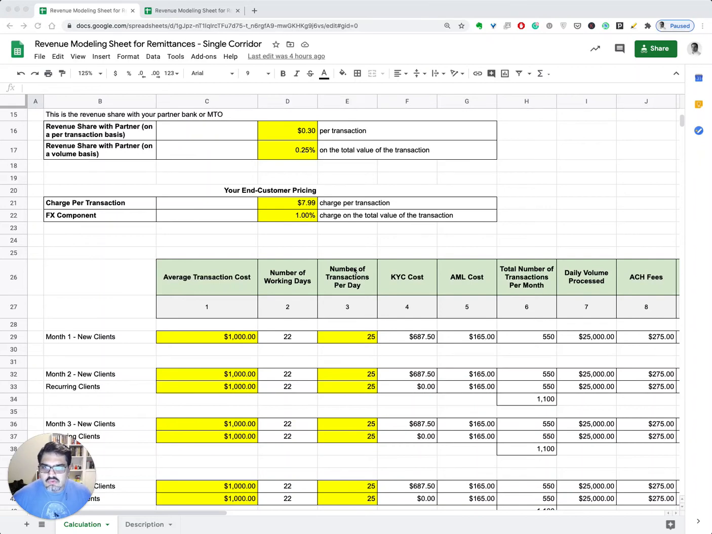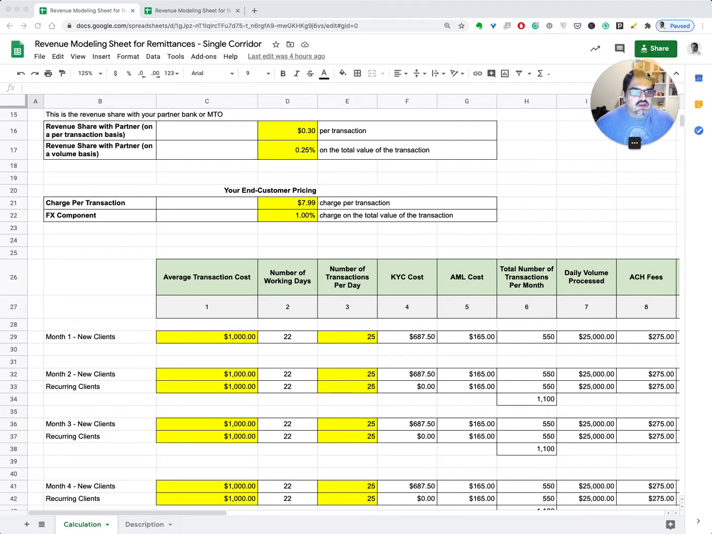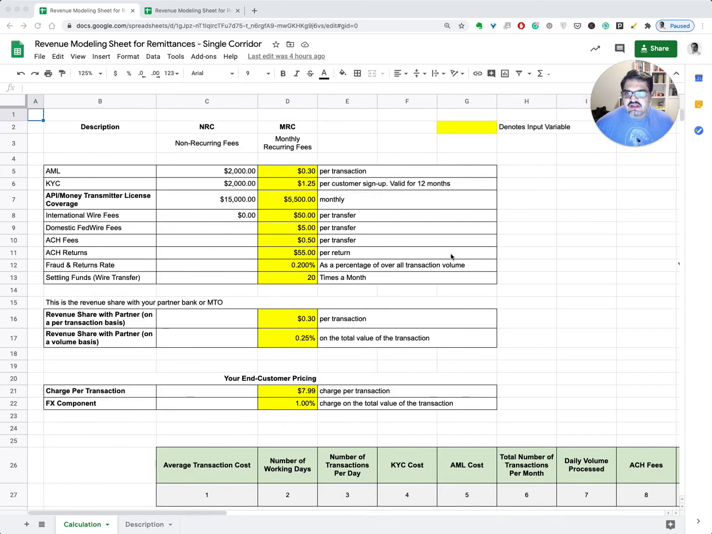Hello, hello, hello. My name is Faisal Khan, and today I want to show you what has been asked of me many, many times, which is, can we have access to some sort of spreadsheet that would help us model remittances?